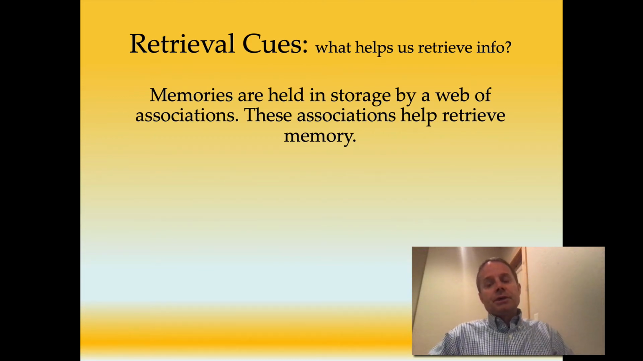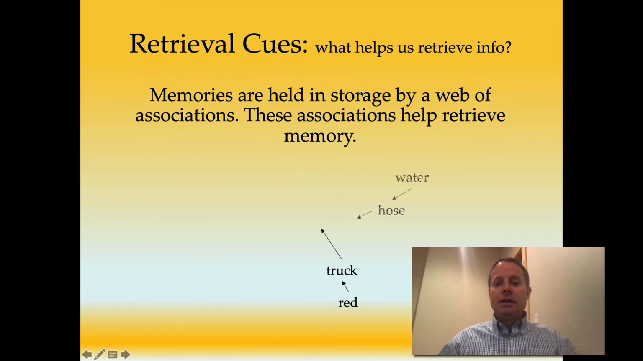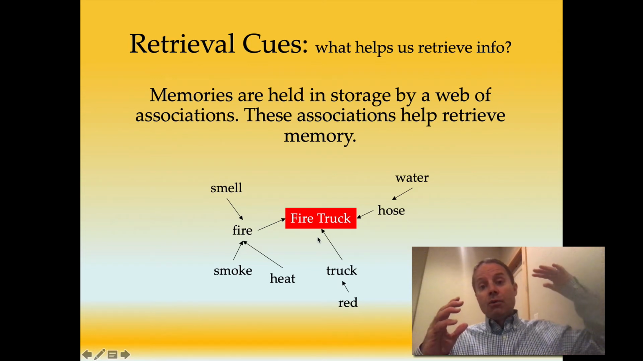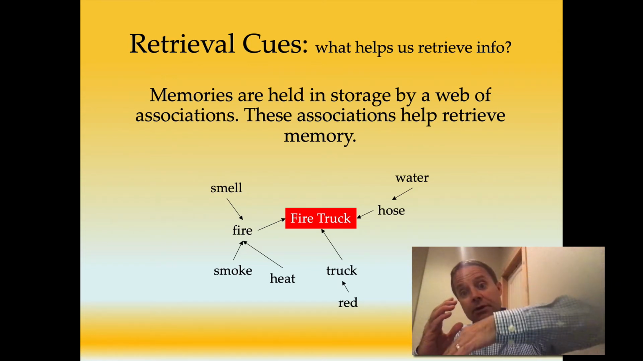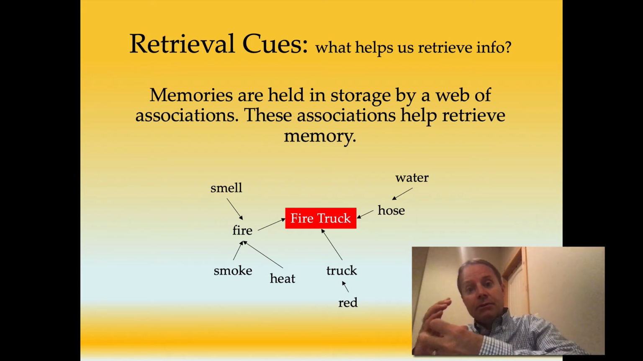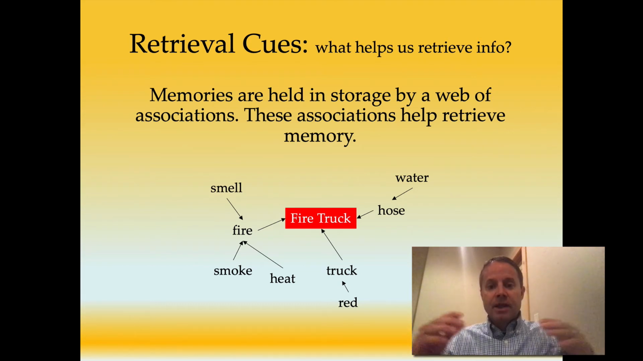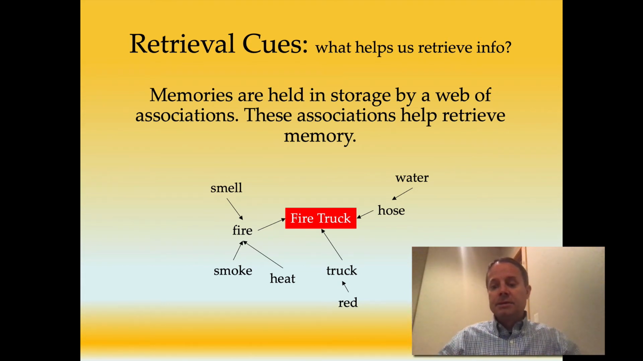So what helps us retrieve info? There's something called retrieval cues that help us retrieve info. And to understand how they work, you have to know that memories are held in storage by a web of associations. So when a little kid wants to remember what a fire truck is, in her memory, there's this web of all these other words that are related. And so when she has to travel into her brain, down her neurons, to the word fire truck and retrieve that word, all of these other associations are activated, and they help her get to that concept.